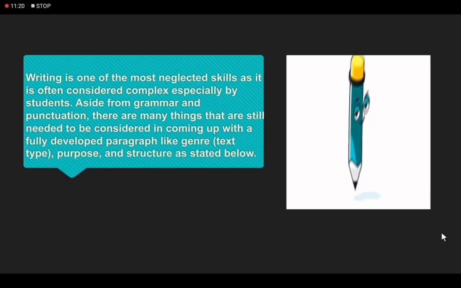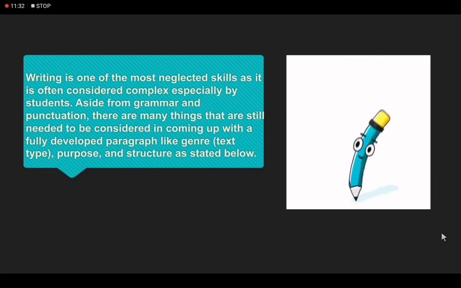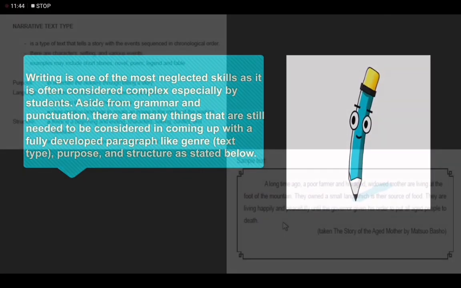Writing is one of the most neglected skills as it is often considered complex, especially by students. Do you consider writing complex? Are you having a hard time in writing in English? Well, aside from grammar and punctuation, there are many things that are still needed to be considered in coming up with a fully developed paragraph, like the text type, the purpose, and structure. In the next slide.